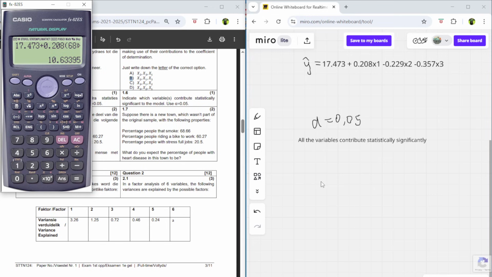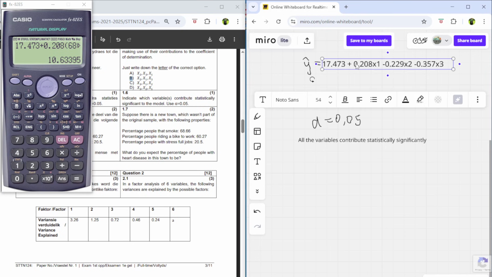10.63%. So we're expecting the people in that town with heart disease to be only about 10%. Only 10.63% of people in that town we expect to have heart diseases. That is our answer over there. So that is how you do the substitution.